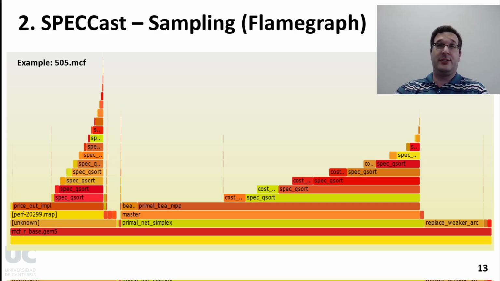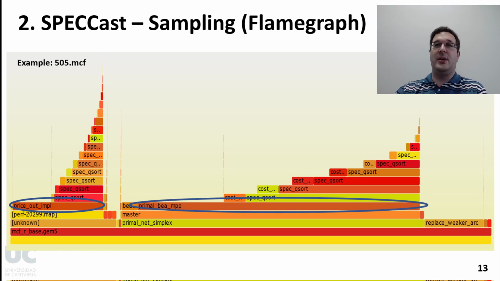This methodology requires source code annotation of the region of interest, and we will illustrate it through the sample in this slide. We follow a standard approach to find and label the region of interest. In the first place, we profile the application, making use of Linux perf tools to generate a Flamegraph, such as the one in the figure. This graph shows a software stack indicating hot code paths, and in the case of the figure, we observe that most of the execution time corresponds to the functions labeled as priceout_impl and primal_bea_mpp.